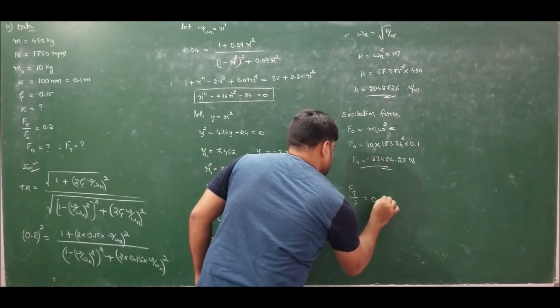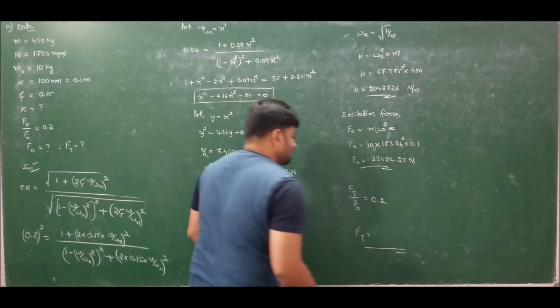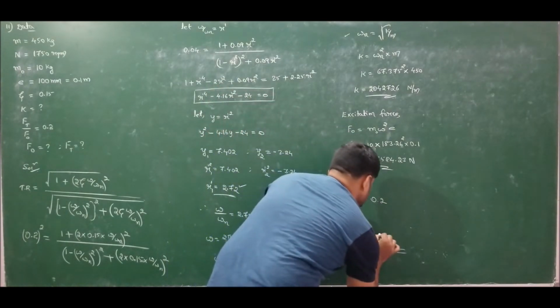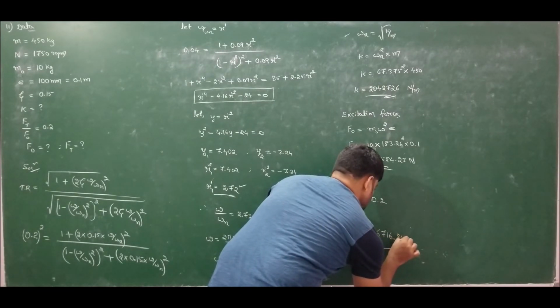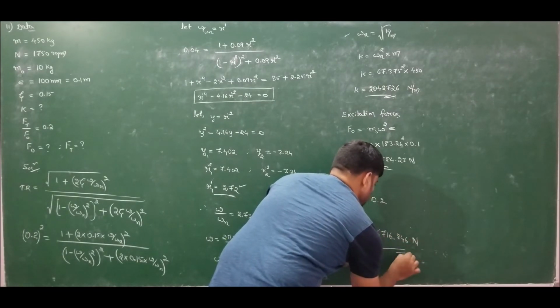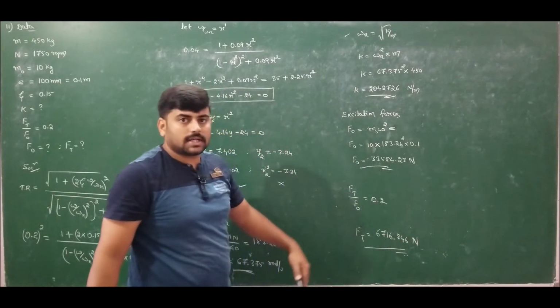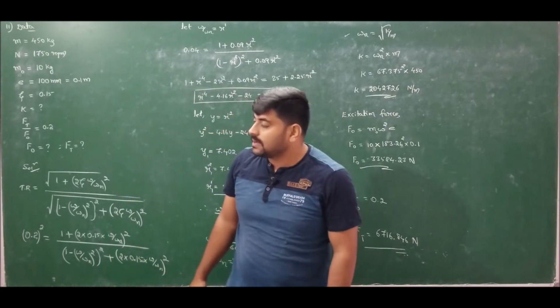We know the transmissibility ratio, hence the force transmitted will become how much? Ft by F is 0.2, hence Ft, the force transmitted, is 20% of this, into 0.2, which is 6,716.846 newtons. So this is the magnitude of force transmitted to the foundation. So this is the solution for problem number 11.